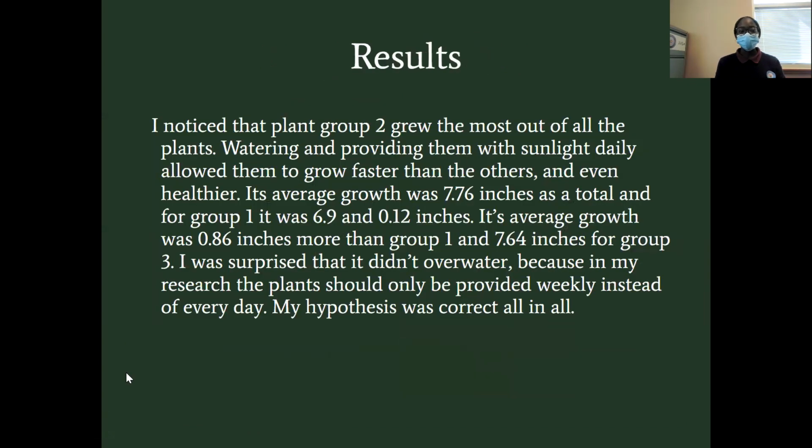The results. I noticed that plant group 2 grew the most out of all the plants. Watering and providing them with sunlight daily allowed them to grow faster than the others, and even healthier. Its average growth was 7.76 inches as a total, and for group 1, it was 6.9 and 0.12 inches. Its average growth was 0.86 inches, more than group 1, and 7.64 inches for group 3.